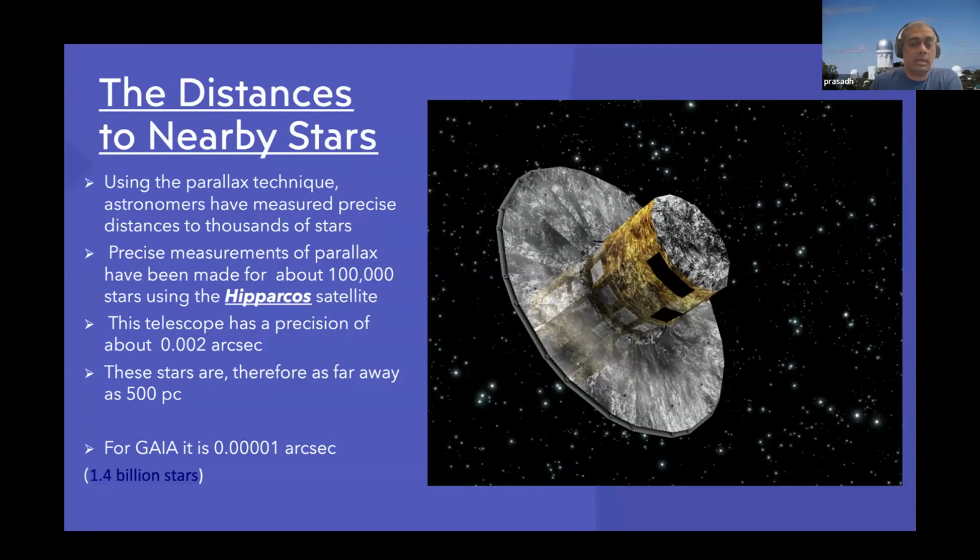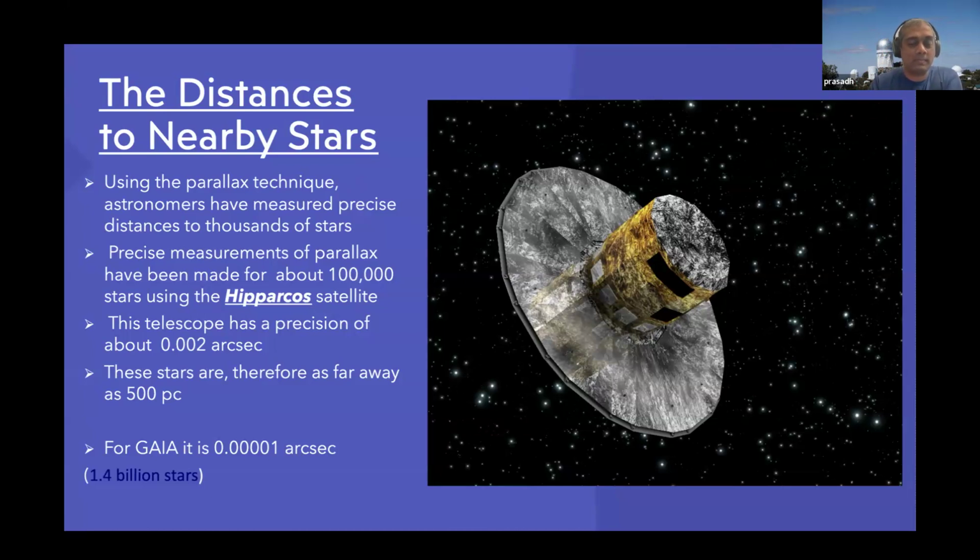Now, in 2012 or 13, we had another satellite with very modern technology called Gaia. This satellite could measure parallax angles as small as 0.00001 arc second. And you can see how the technology has developed. But the important thing here is that you can still use the same concept, right? The concept doesn't change, but the technology changes. So you apply the same concept to the latest technology.